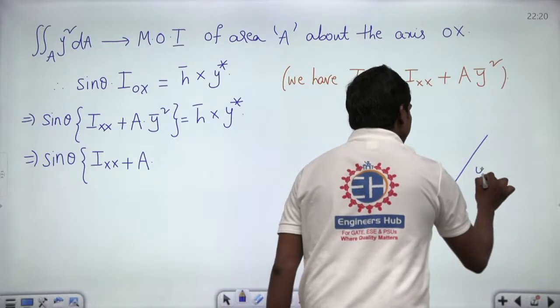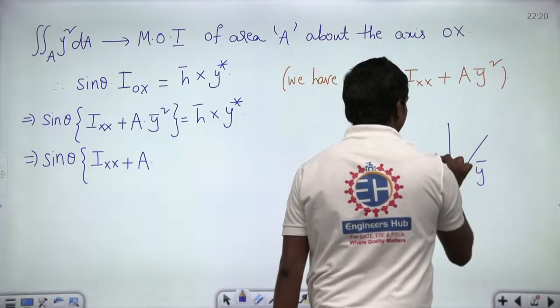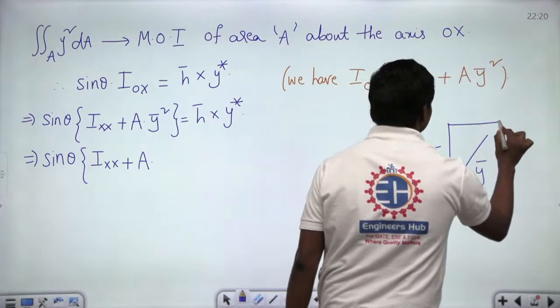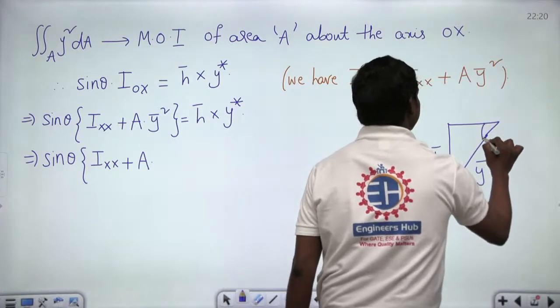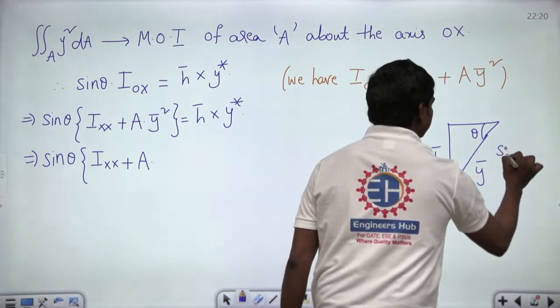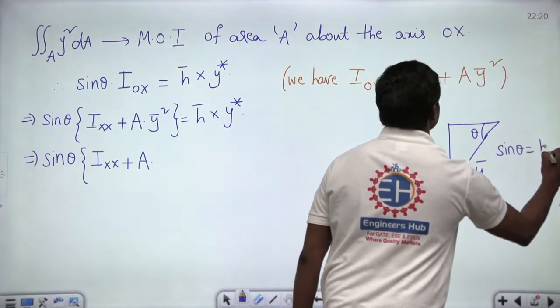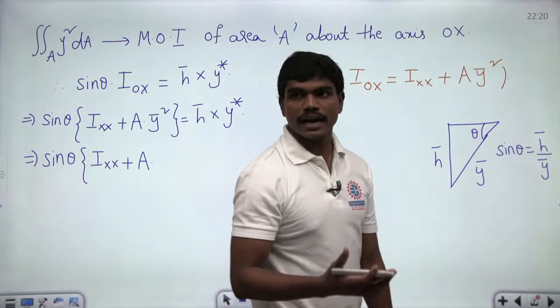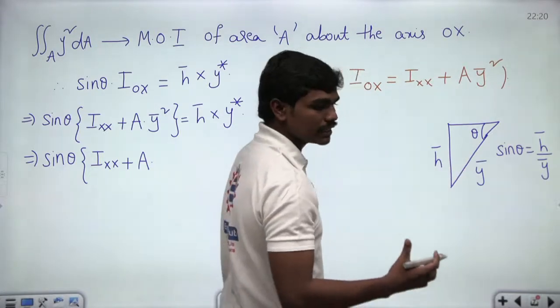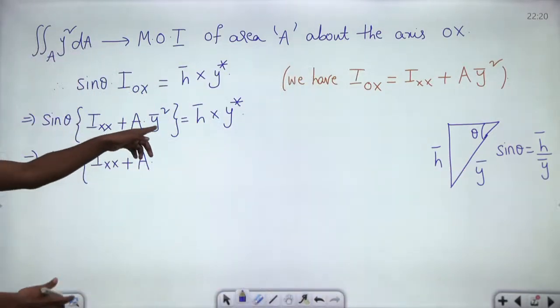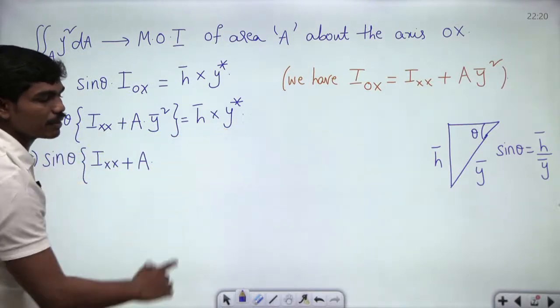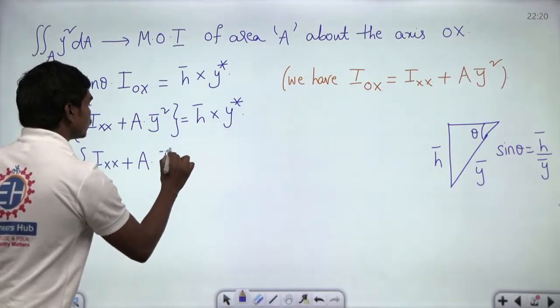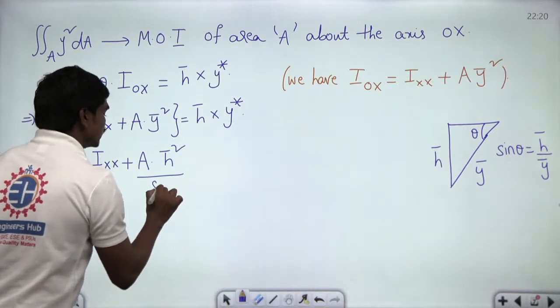Look, because this is y bar and this is h bar, and here your angle is theta. So can I write from this triangle sin theta is equal to h bar divided by y bar, or similarly h by y at any location? At any location, can I write this h by y as sin theta? So if you can write this, A into this y bar square can be written as h bar square divided by sin square theta.